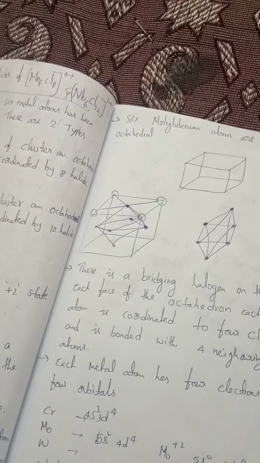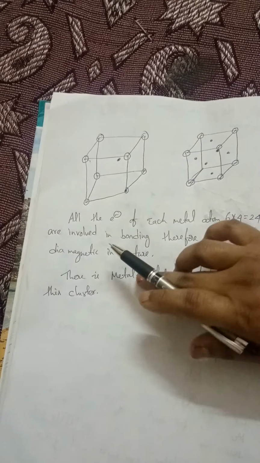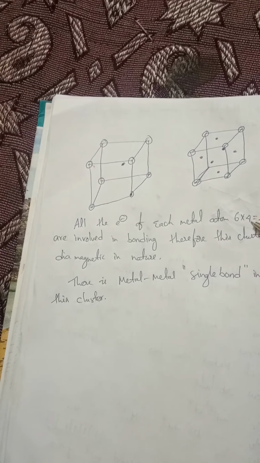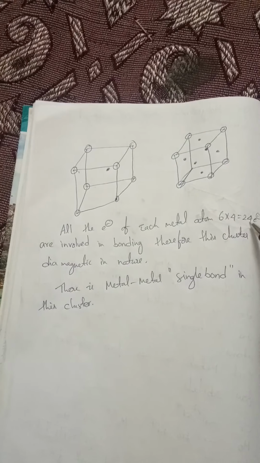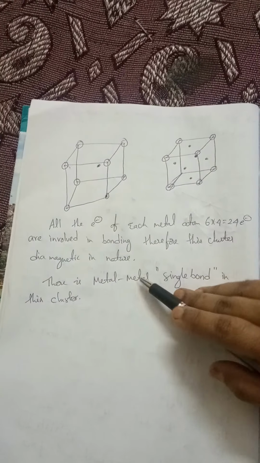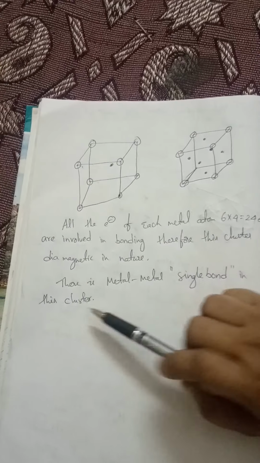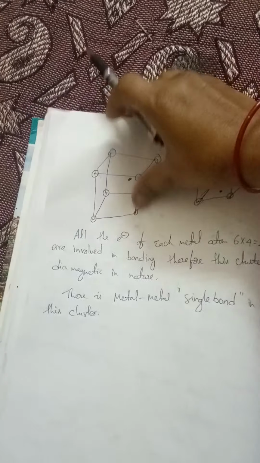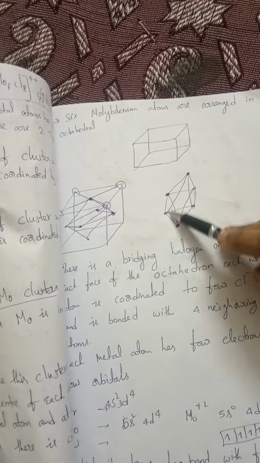How many electrons are there? One metal atom has 4 electrons. How many metals are there? 6 metal atoms. So 6 into 4, 24 electrons are involved in the bonding. Therefore the cluster is diamagnetic. There is only a single bond between metal and metal, no other bond. So the overall structure is drawn like this.